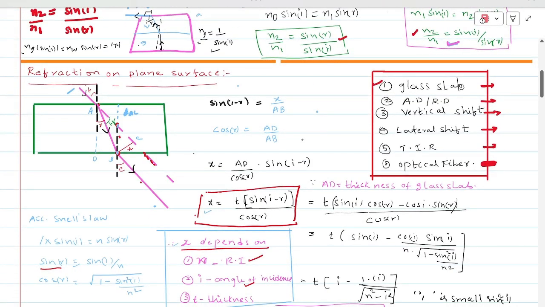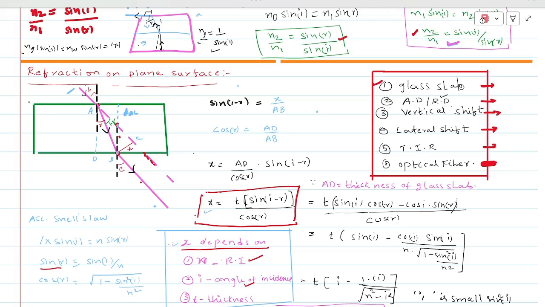The applications of refraction are apparent depth to real depth. Real depth means we consider where the object lies, or the thickness of the glass slab. The refraction phenomenon through a glass slab gives the concept of vertical shift and lateral shift, and on plane surfaces, T.I.R. and optical fiber. T.I.R. application is optical fiber. In the glass slab, we'll study the vertical shift and lateral shift concepts.